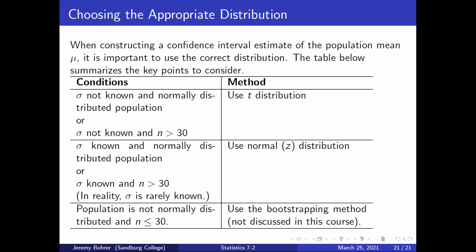When constructing a confidence interval estimate of the population mean mu, it is important to use the correct distribution. The table below summarizes the key points to consider. Conditions: if sigma is not known and the population is normally distributed, or sigma is not known and n is greater than 30, we use the t distribution. If sigma is known and the population is normally distributed, or sigma is known and n is greater than 30, in reality, sigma is rarely known, we use the normal z distribution. And if the population is not normally distributed and n is less than or equal to 30, we use the bootstrapping method, which we will not discuss in this course.